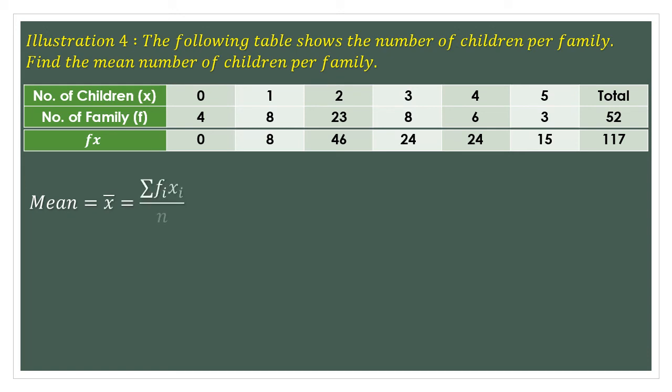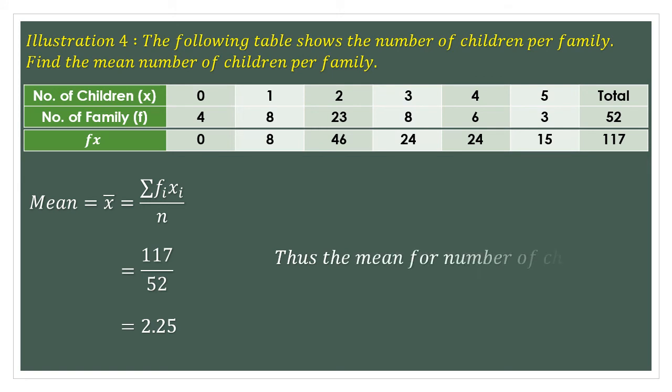So let's just start with mean, that is x bar is equal to summation fixi divided by n. Here the n will be the total of the f column and summation fixi will be the total of the fx column. So just write it down, 117 divided by 52, round figure value is 2.25. A very easy sum here. The mean for number of children per family is 2.25. So on an average, a family has 2.25 children. Now naturally children couldn't be divided into decimals, but this is just an average value. So don't mind that. We will move forward.